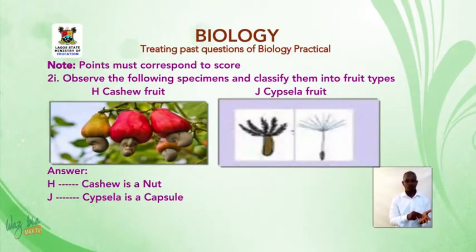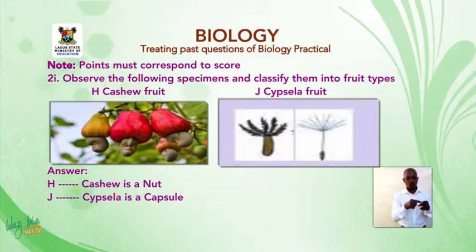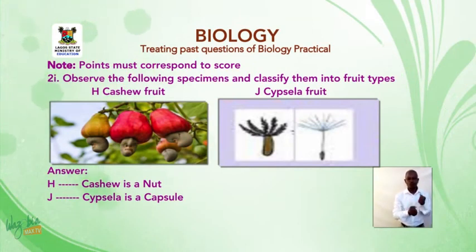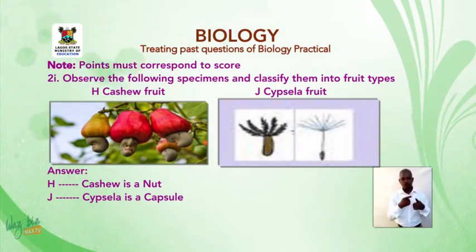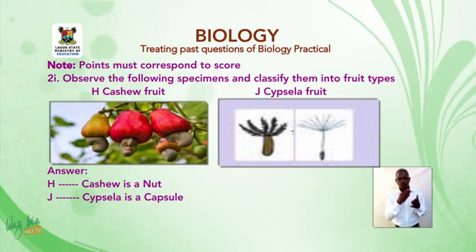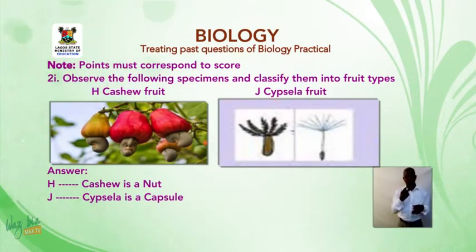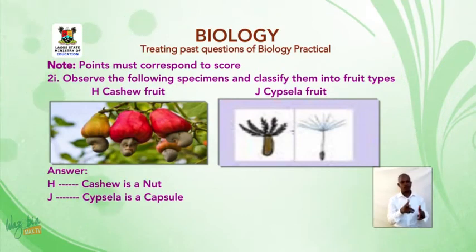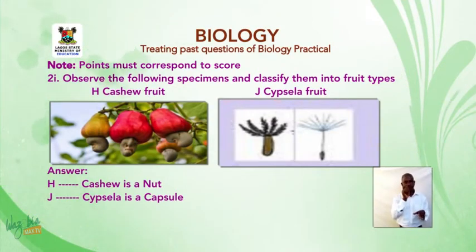Note, point must correspond to score, which means when you are mentioning body division for the first one, it has to be body division for the second one also. Now, let's look at the next question.